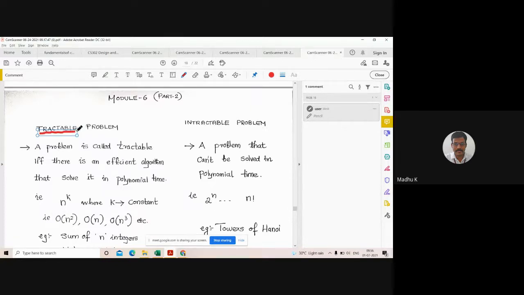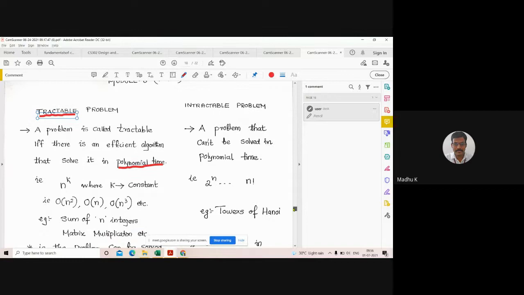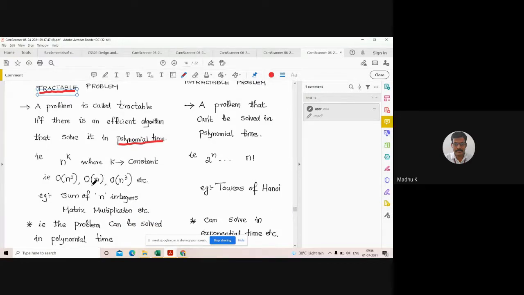So first we are discussing tractable problem. This is basically an introduction to complexity theory. What is a tractable problem? A problem is called tractable if and only if there is an efficient algorithm that solves it within polynomial time. For example, you can observe linear search. What is the complexity of linear search? Big O of n. What is the complexity of matrix multiplication? Big O of n square. These types of problems can be solved in polynomial time, and those are called tractable problems.